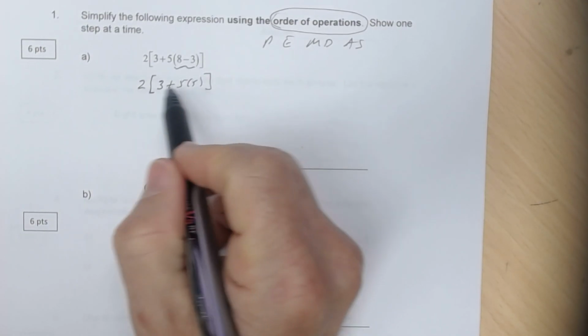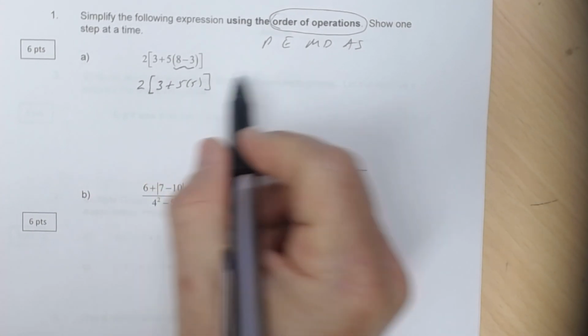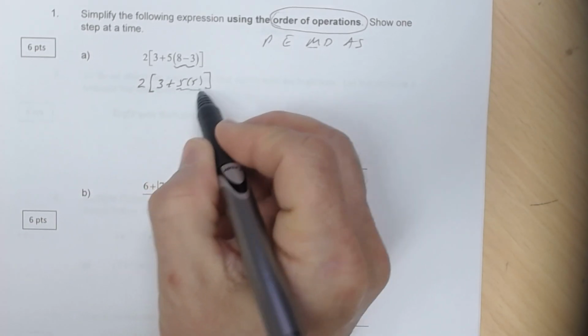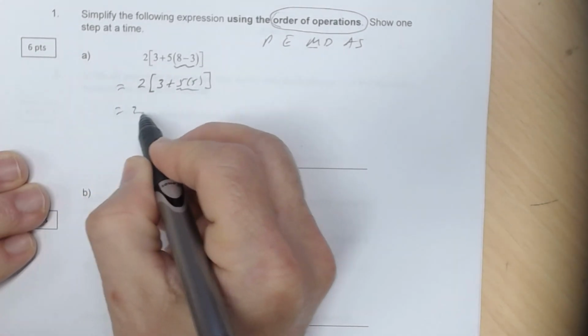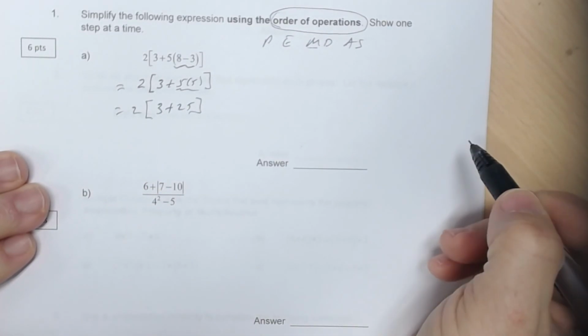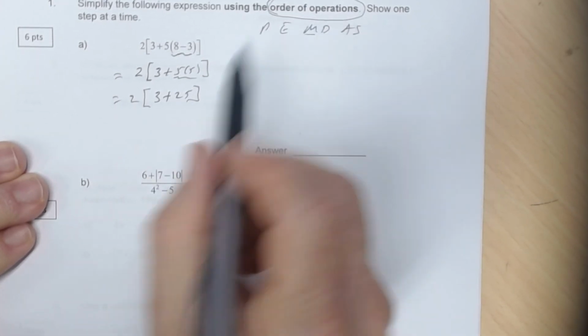All right, now you have a bracket left as your grouping symbol. You have addition, multiplication. According to order of operations, I have to do multiplication before addition. So I get 2 times 3 plus 25. And again, do not do the distributive property. You have to use the order of operations.